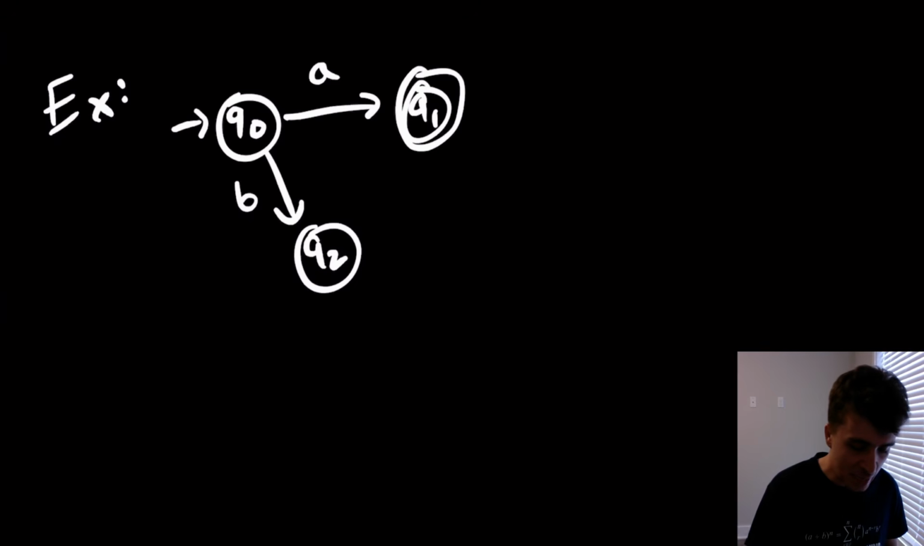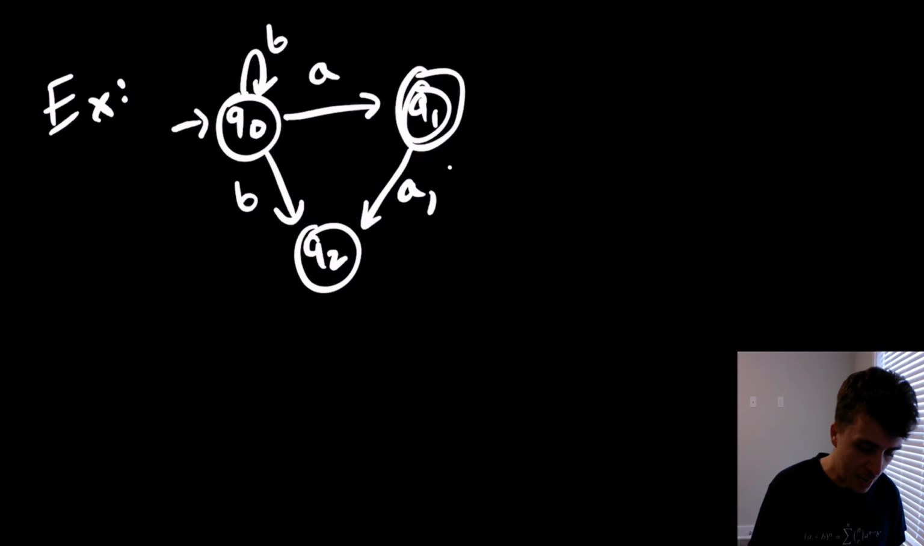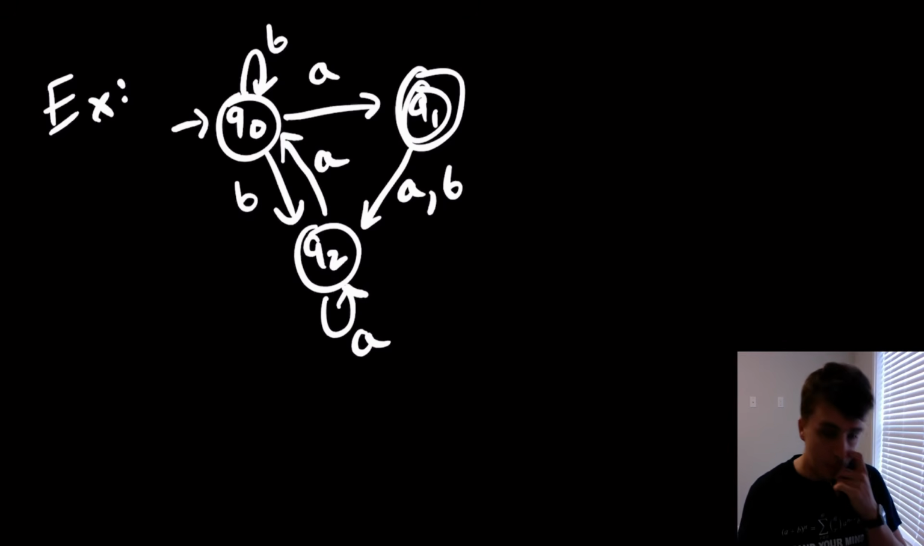Let's just say it only has A and B on the transitions. This one loops on B. This one comes down on A and B. This one loops on A and comes back to here on A. Okay, so this is just a simple example. I just made it up. And now let's try to convert this to a regex.